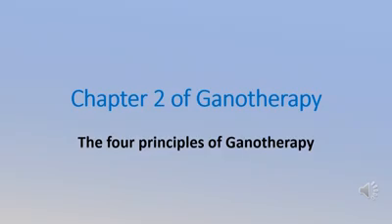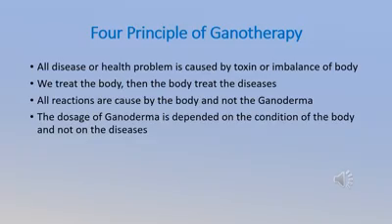In Ganotherapy, there are 4 principles. We are going to discuss these 4 principles in detail. The first principle is that all diseases or health problems, whatever the problem faced by our body, are caused by 2 causes only: toxin and imbalance of the body. Only 2 causes. Secondly, we treat the body, then the body treats the disease. We never treat disease. This is the second rule.